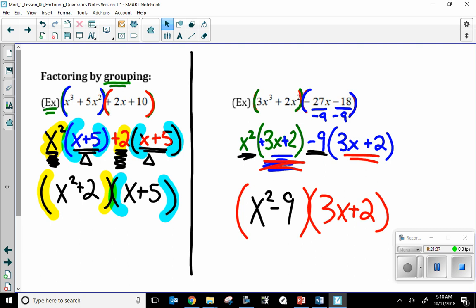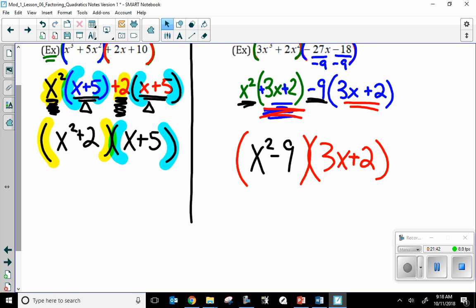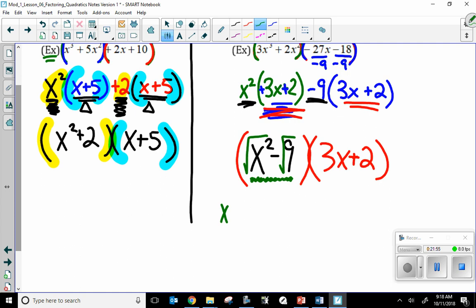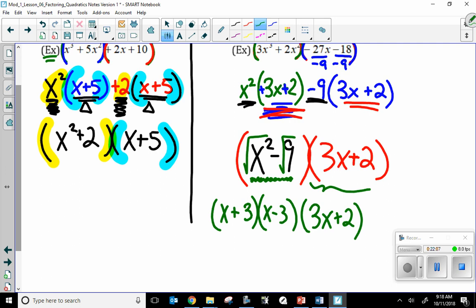But hold on. You may or may not have noticed something. This is a DOPS. It's a difference of perfect squares. These are both perfect squares. The square root of x squared is x. The square root of 9 is 3. One's a plus, one's a minus. This I cannot factor anymore. There you go. This is what the test calls factored completely.